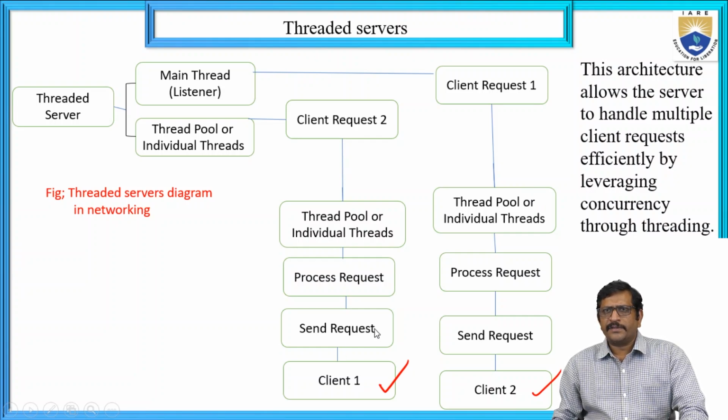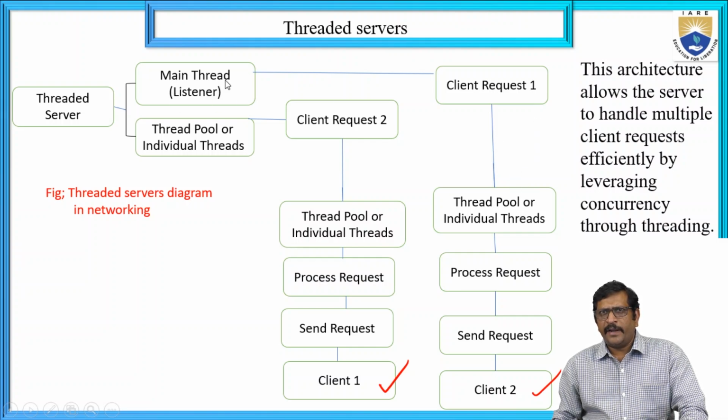Client one is sending a request and client two is also sending a request. Whatever request is sent can be processed with the help of a thread. Here also, with the help of a thread, the request is processed and kept in a thread pool. The request can be kept in a thread pool. Here is the client 1 request and the client 2 request. The requests go to the main thread. Client 1 request can be kept in a thread pool, and client 2 request can be kept in another thread pool.